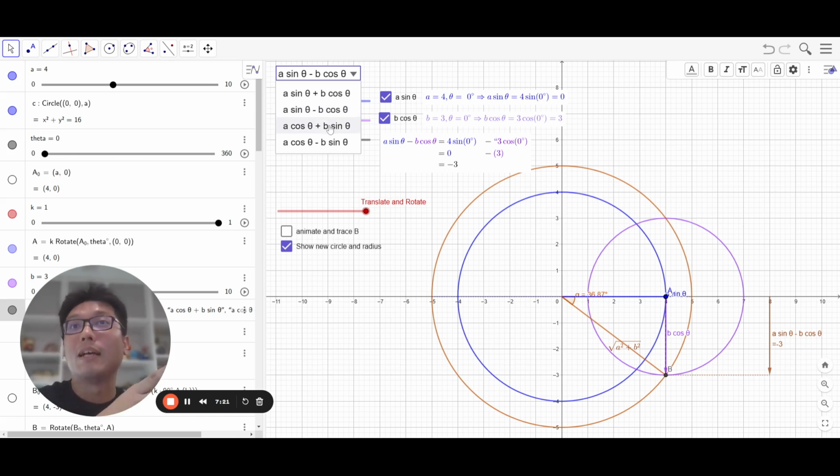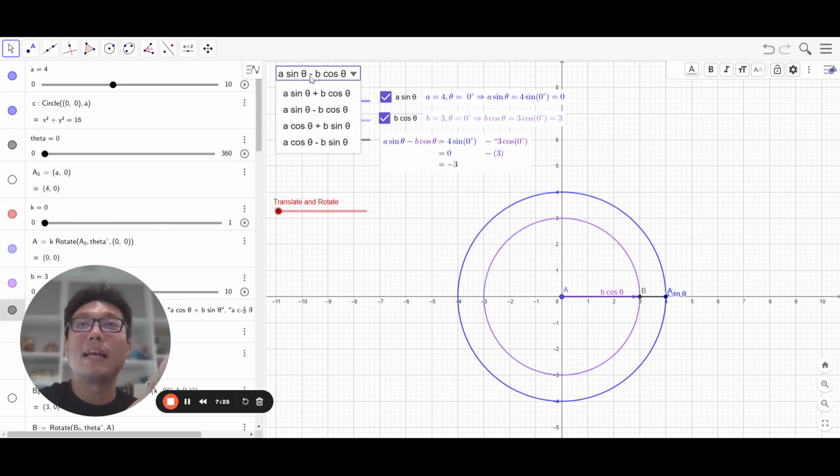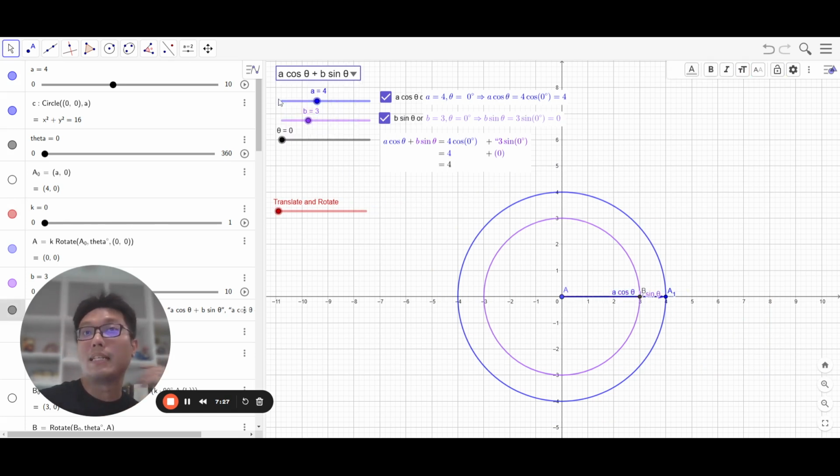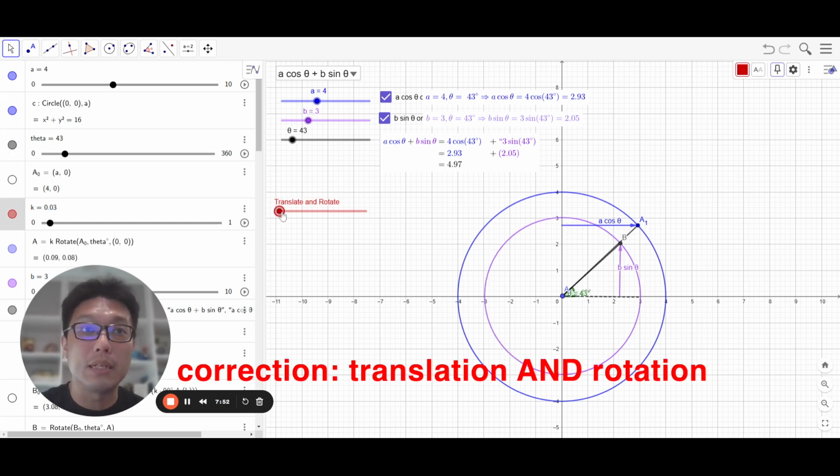So how about the cosine version? Let me just bring everything back again, and let's just switch to A cosine theta plus B sine theta. Now if I just drag to another new angle, let's say A cosine theta is 2.93, okay? This time, this will be the x coordinate, and this is the y coordinate. So question is, how do we then translate and rotate such that we actually measure the addition of those two lengths? So here is how the translation looks now.